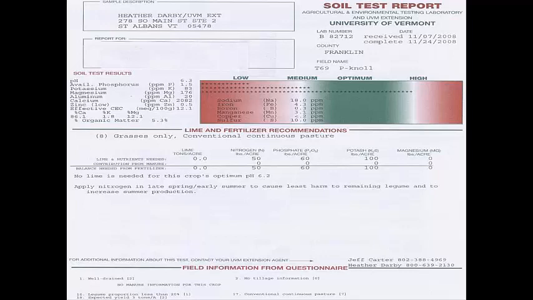And then you can also see this test provides the organic matter level. On most soil tests, it also will provide some lime and nutrient recommendations, and you can see in this case there is no lime required, but there is a need for nitrogen, phosphorus, and potassium, and no need for magnesium.